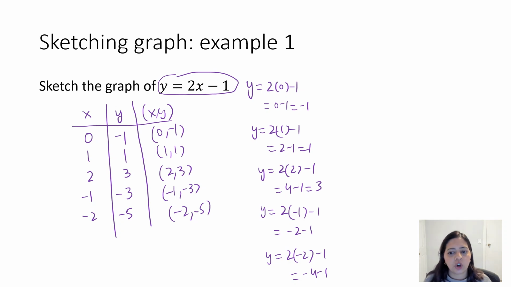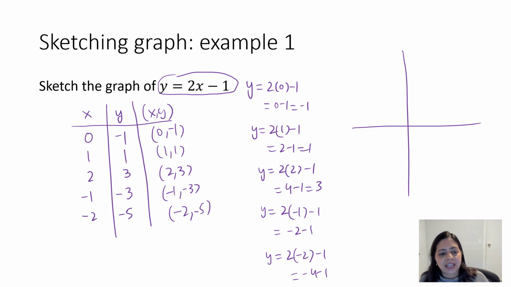And once you have these ordered pairs computed, then remember the exercise we did in the beginning. Take them and mark them in the plane. So I'm going to choose a scale. So 1, 2, 3, 4, 5. 1, 2, 3, 4, 5. And then -1, -2, -3, -4, -5.